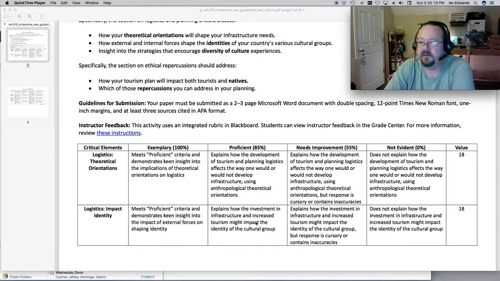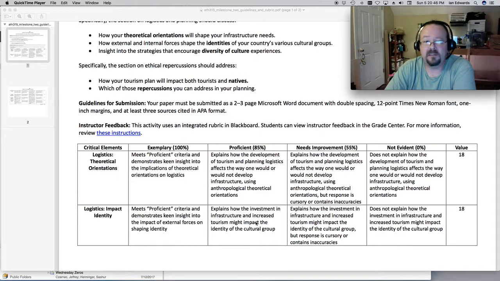Are outside ideals going to be adopted? Is their mere presence going to have an impact on the peoples? That might connect to local belief systems and ideals.